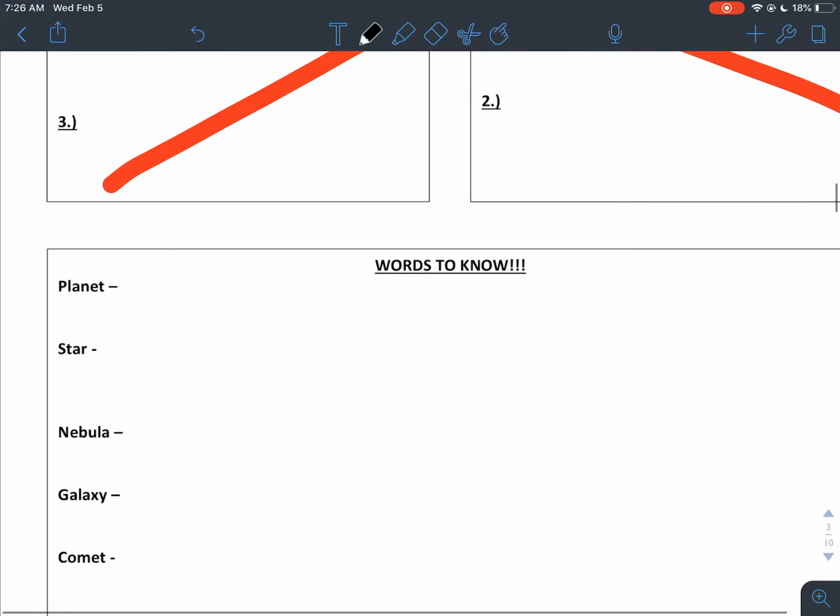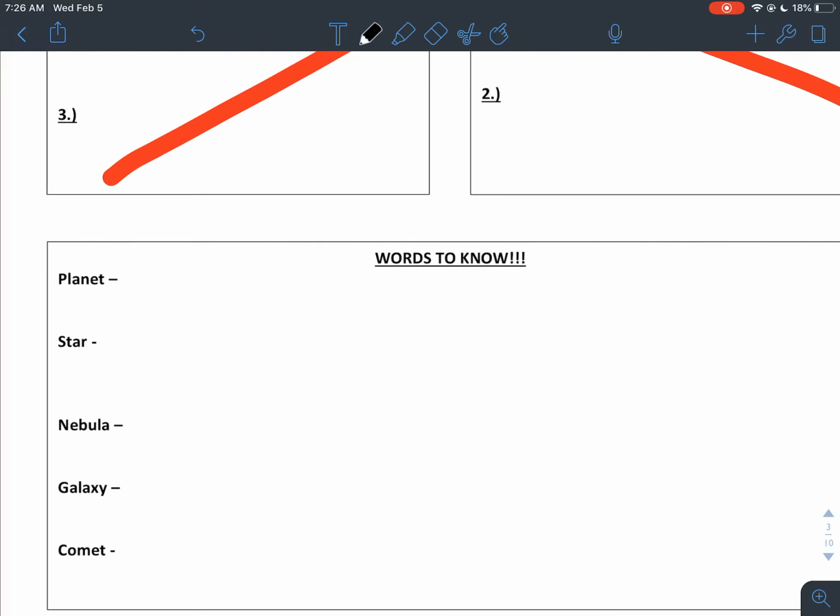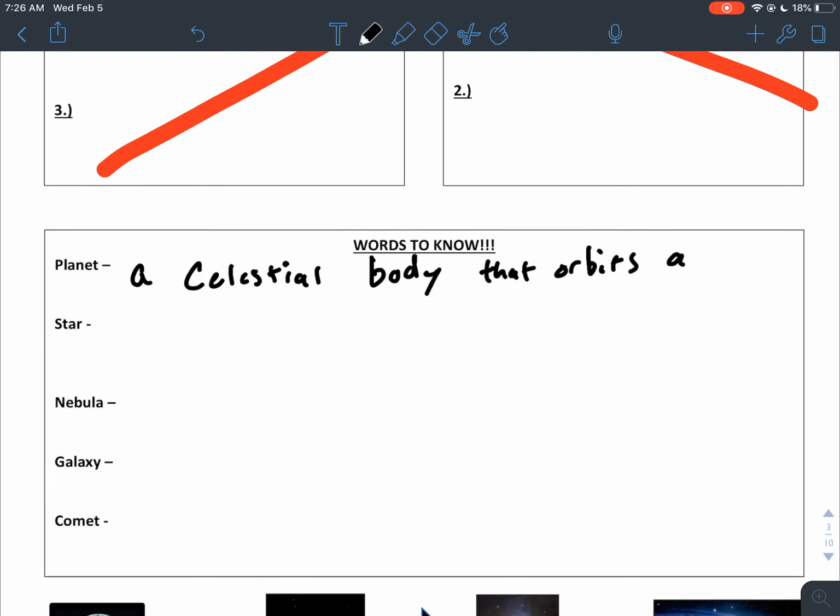The first word you need to know is planet. I'm going to write the definition for you right here. It is a celestial body that orbits a star. Zoom out a little bit. There you go. A star. So, of course, Earth is a planet, and we orbit a star. Our star is called the sun. So every single planet orbits a star, goes around the outside of a star. Right? So now let's talk about star.